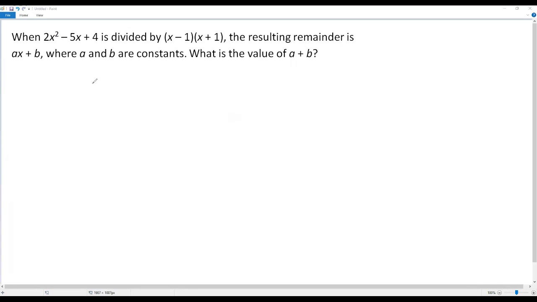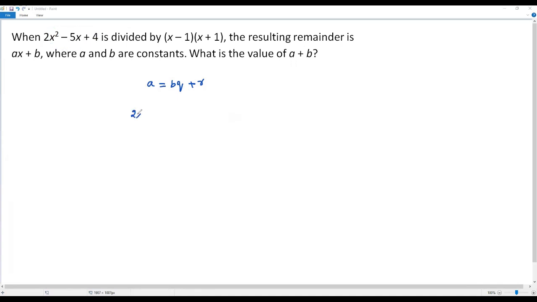Okay, here we can solve this problem using the division algorithm. That is a = b × q + r. Here a is the dividend, b is the divisor, q is the quotient, and r is the remainder. In this case, the dividend is the expression 2x² − 5x + 4. We can plug in this expression for a.